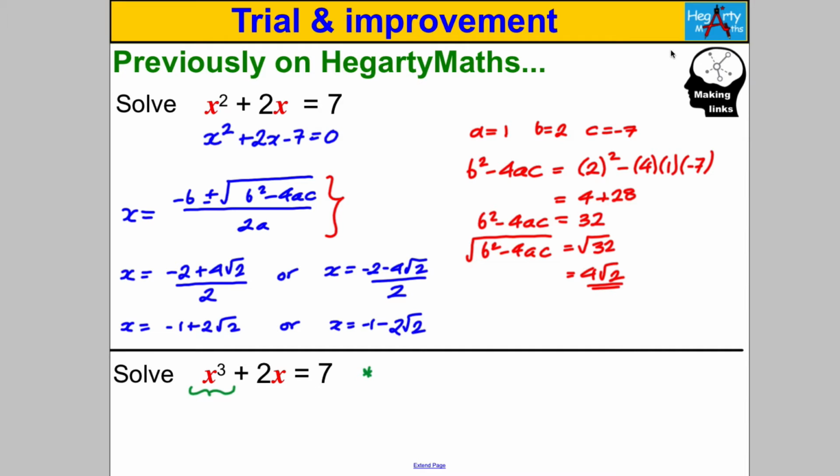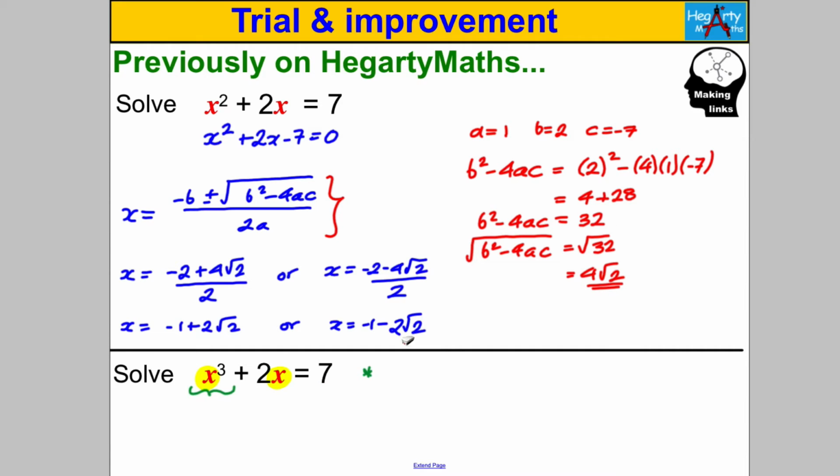In fact, if you're interested, look up the cubic formula, the equivalent to the quadratic formula. It is extremely complicated. So when we're faced with things like this, we tend to use trial and improvement. And what that is, we're going to guess an x that when we substitute in there tries to get me as close to 7 as possible. And in trial and improvement, I'm going to keep guessing in a systematic way until I get as very close to 7 as I possibly can.